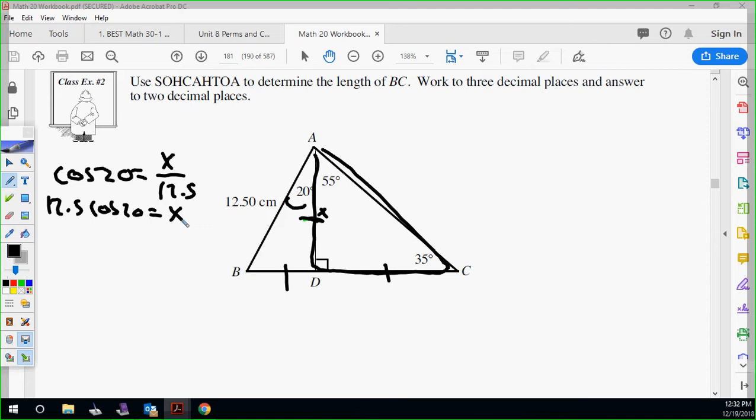The answer is going to be 11.7. So AD is 11.75. We'll just say 11.75. It says 3 decimal places, so 11.746.